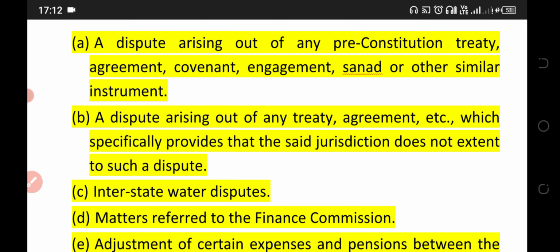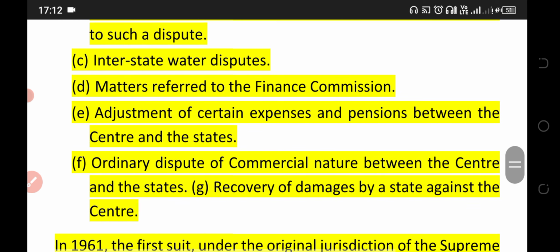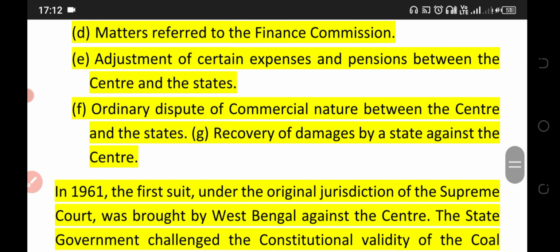Interstate water dispute, matters referred to the Finance Commission, adjustment of certain expenses and pension between the center and the states, ordinary dispute of a commercial nature between the center and the states, recovery of damages by a state against the center.